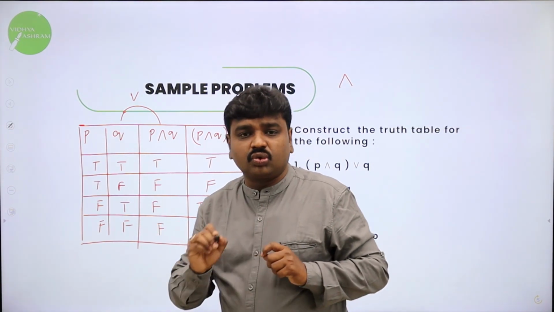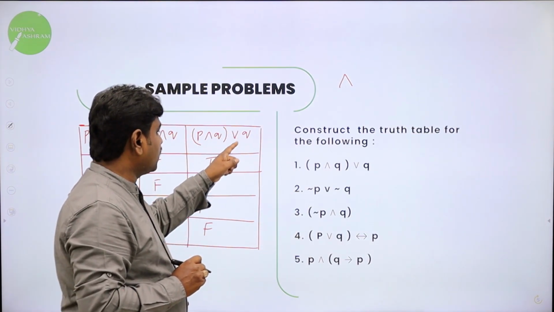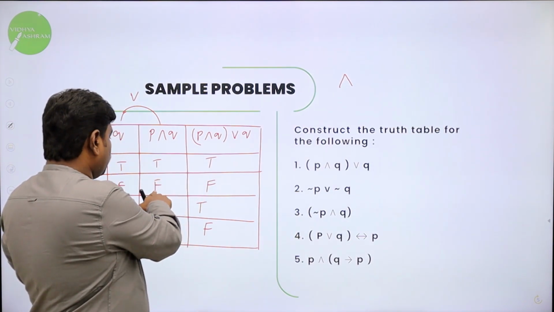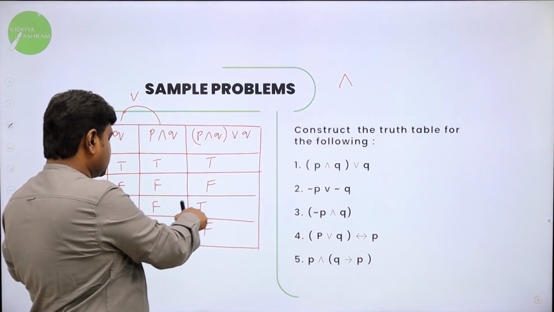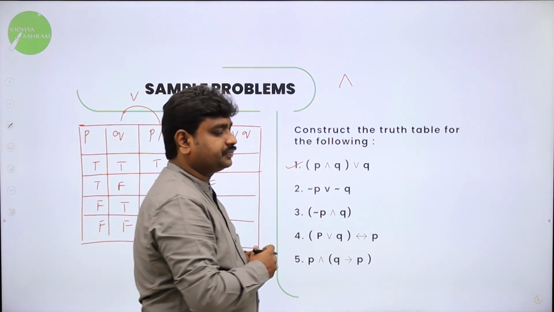So now we constructed the truth table for what? P and Q, OR, Q. What is the logic of OR? If any one is true, result is true. So we will see these two. Here both are true, so true. Here both are false, false. Here one is true, so that's why result is true, like that. Now we are done with the truth table for the first one.